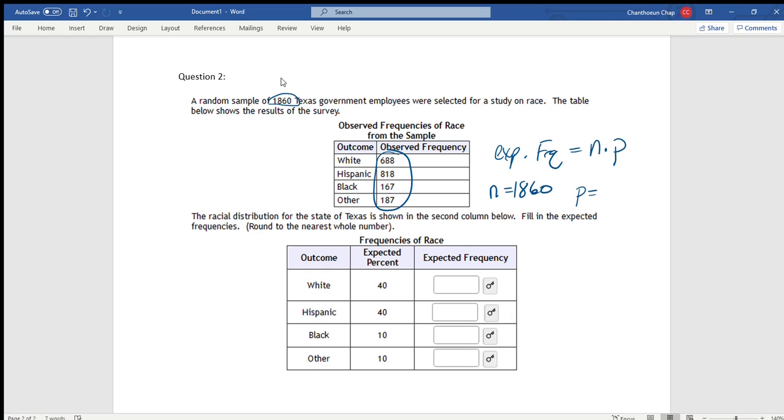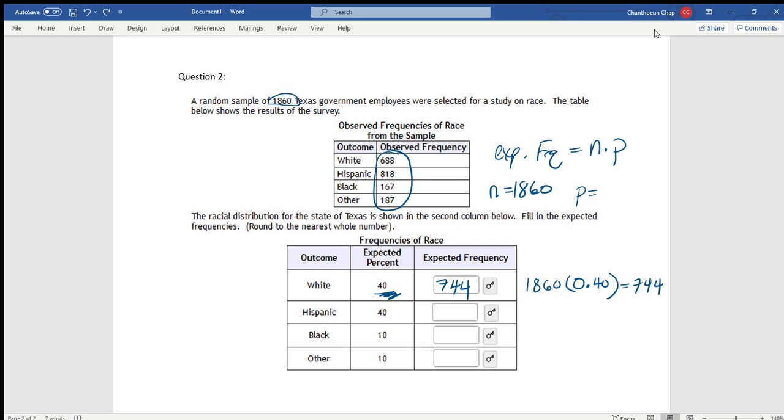Now the p is the percentage. The percentage differs depending on the race. So for the first row, we're going to take n, which is 1,860, and multiply it by 40%. 40% is 0.40 as a decimal. And this should give you 744. So out of 1,860, 40% of those individuals would be white. So we expect 744 individuals to have this race.